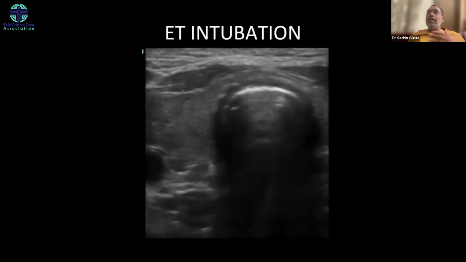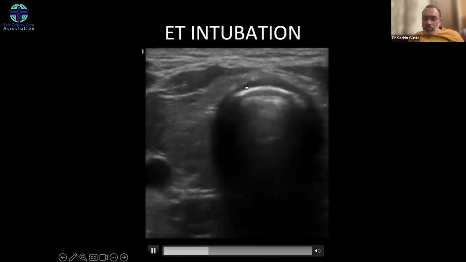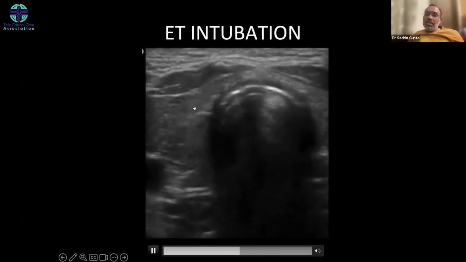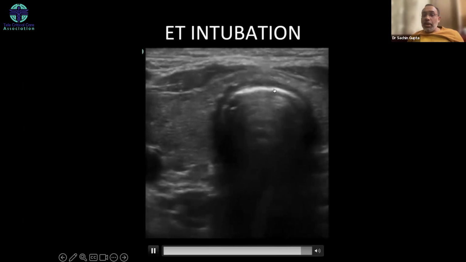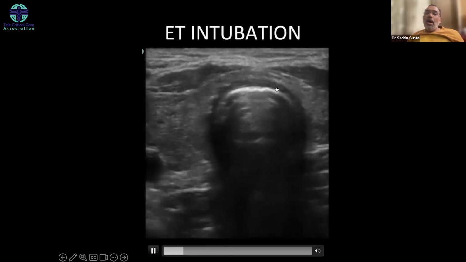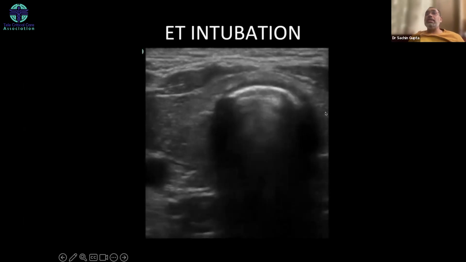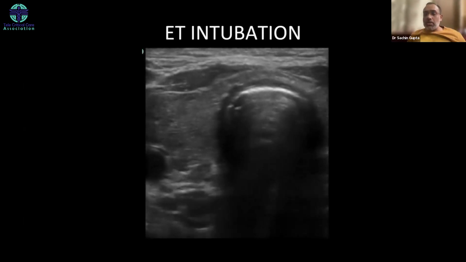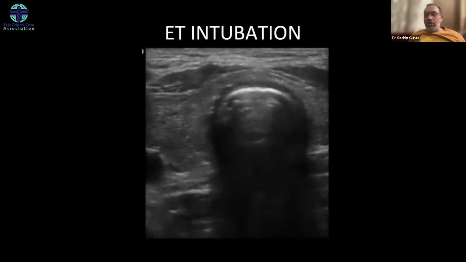So this probe has been kept at the level of the suprasternal notch on the left side. This structure is the trachea, where we see the thyroid gland and the isthmus and the tracheal rings here. And while somebody is intubating the trachea, we can see disturbance happening at the tracheal level. So we correctly know that somebody is intubating the trachea. That is the answer to the first question: which tube have you inserted, esophagus or trachea?